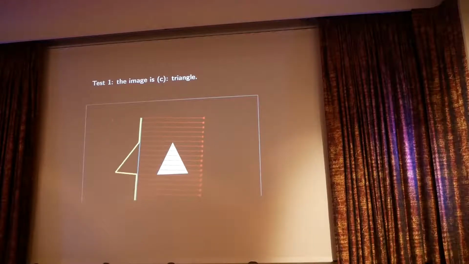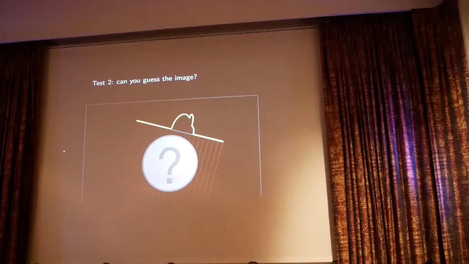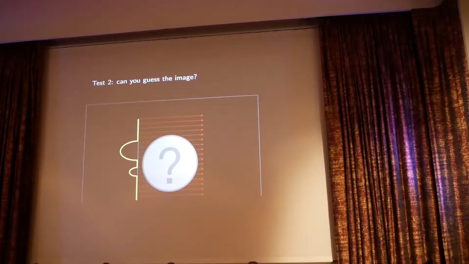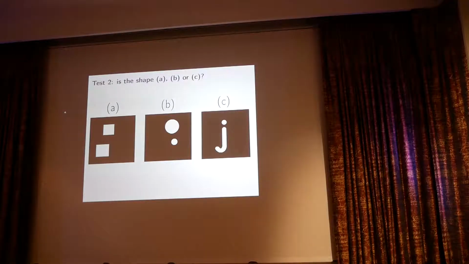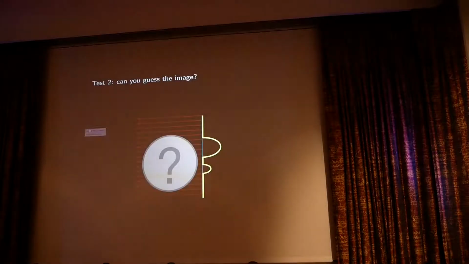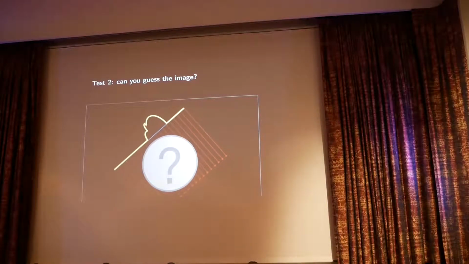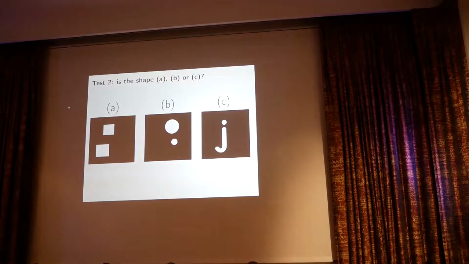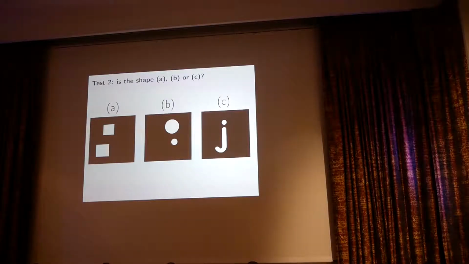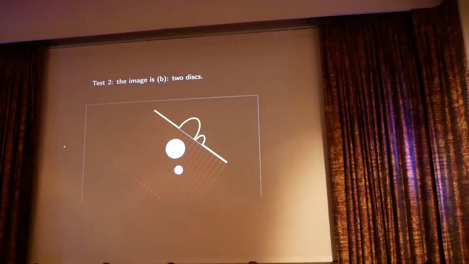We'll take a harder one. Just as a hint, now there is more than one object. Okay, that's the data. Rectangles, spheres, or the letter J. Let me show you one more time. Okay, who thinks it's A, the rectangles? B, the discs? Or J? You're right, it is the discs.